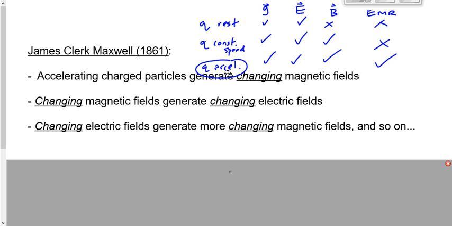If you have just a charged particle that's moving over here, not accelerating, but just moving, it generates a constant electric and magnetic field.